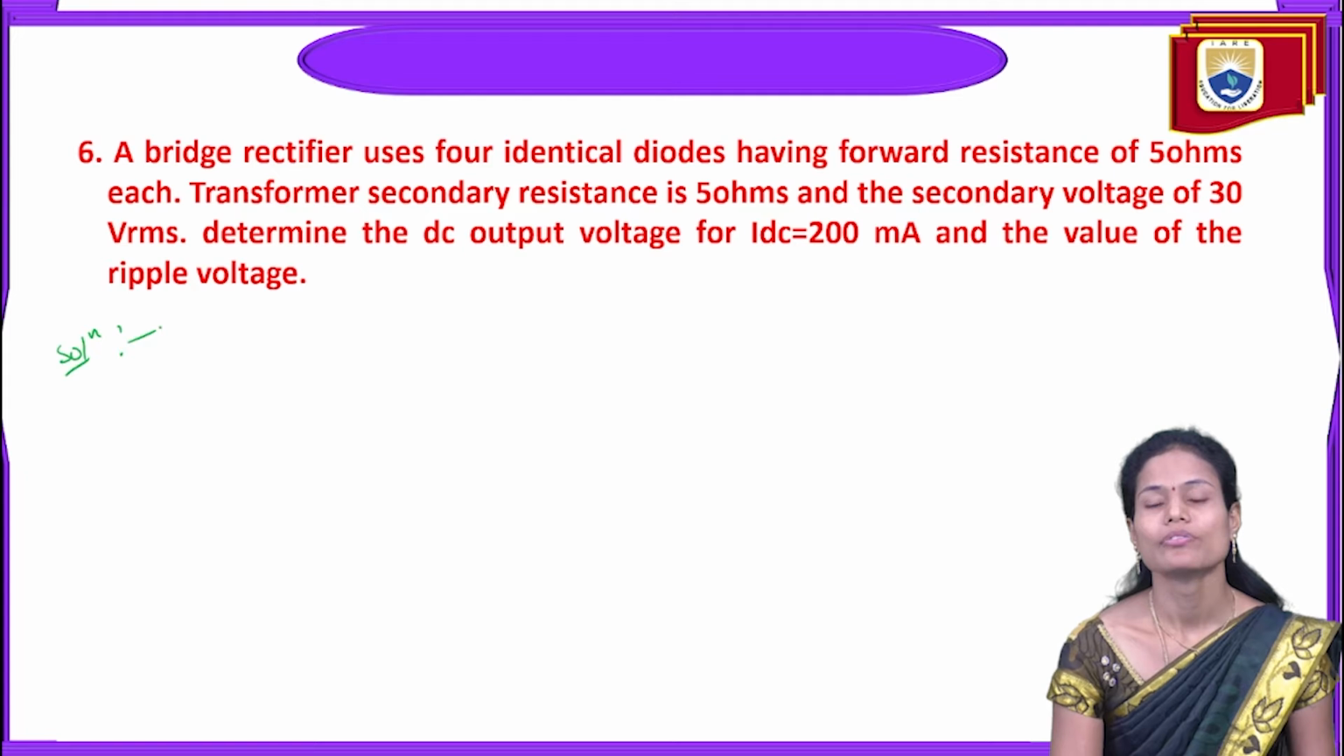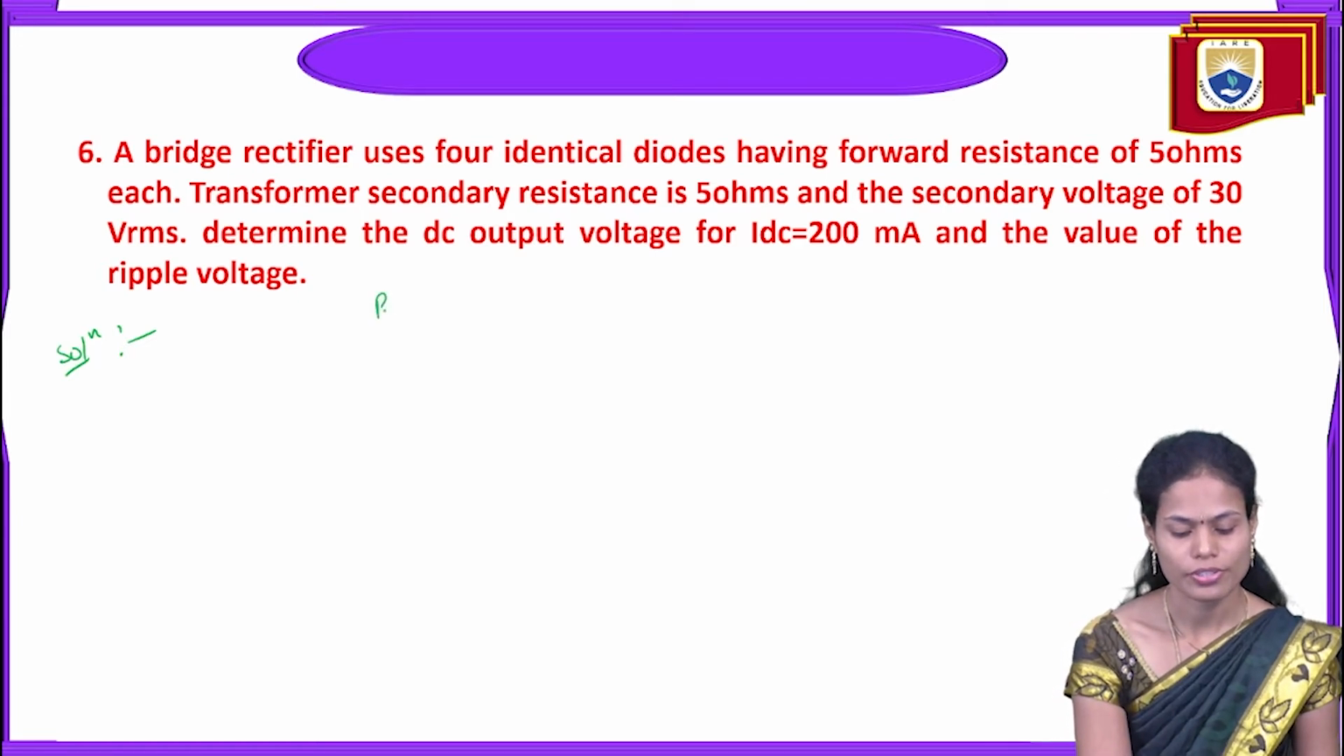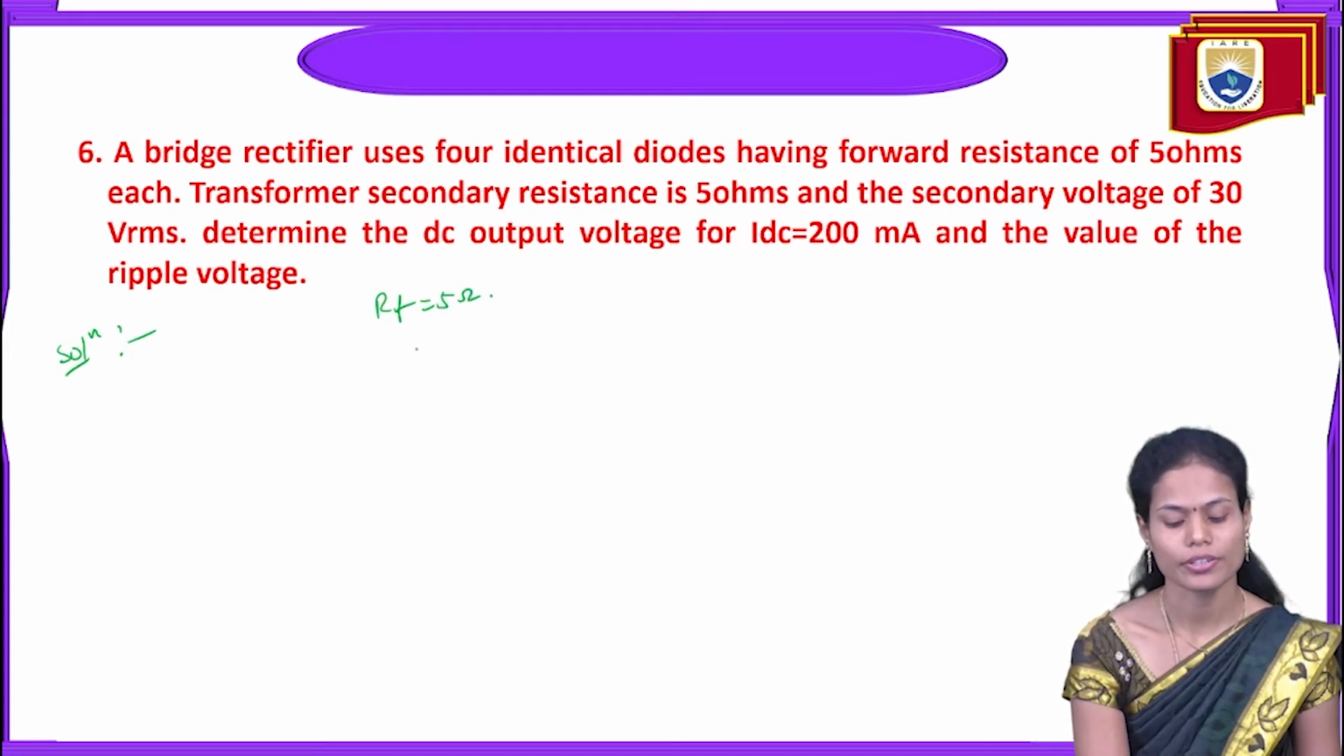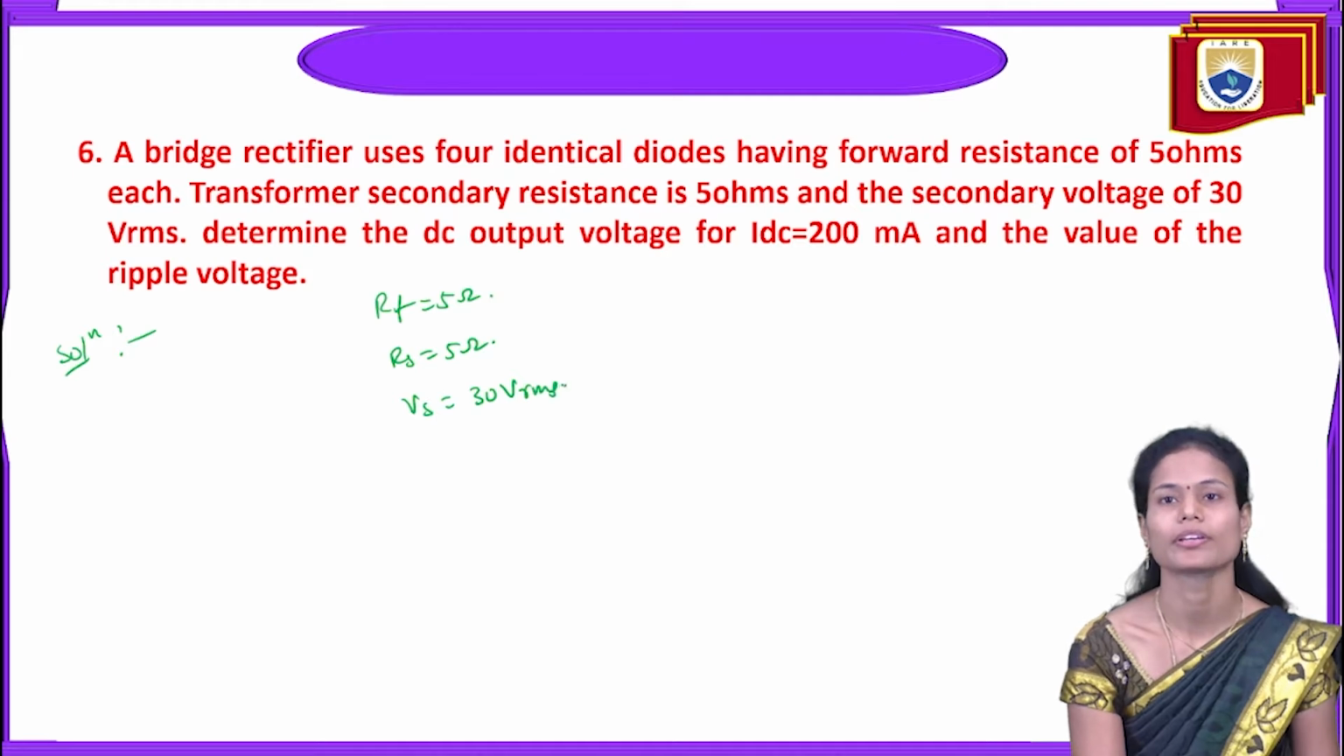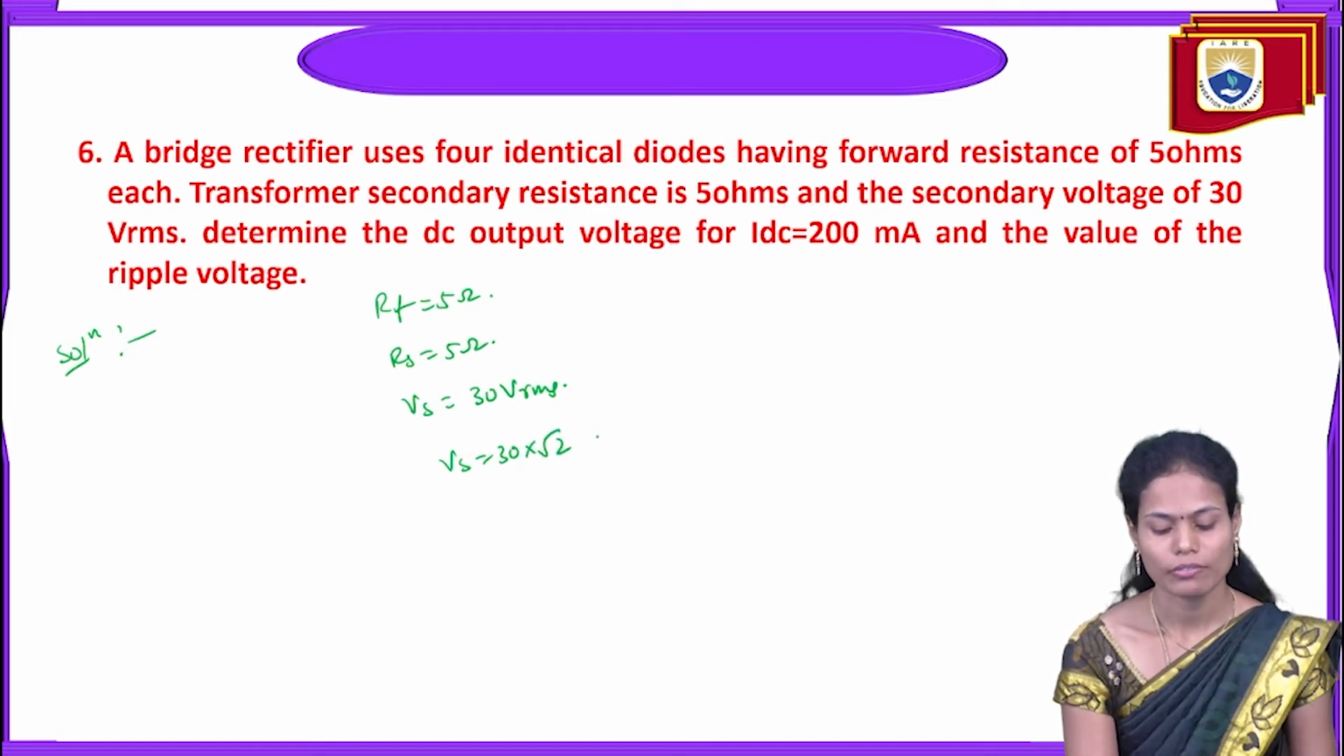In this case, it is a bridge rectifier, so it has 4 diodes, which we connect in the form of a bridge to convert the given AC signal into DC. The forward resistance of this rectifier is given as 5 ohms, the transformer secondary resistance RS is given as 5 ohms, and the secondary voltage Vs is equal to 30 Vrms here. So to find the secondary maximum value, we have to perform 30 into root 2. That will give the secondary voltage Vm.